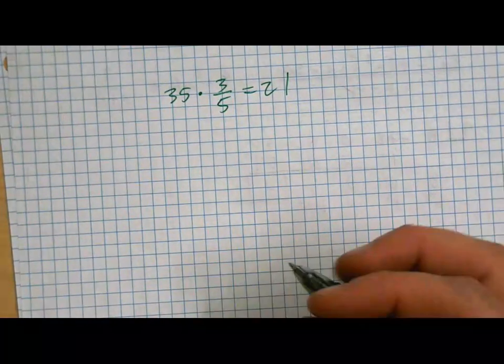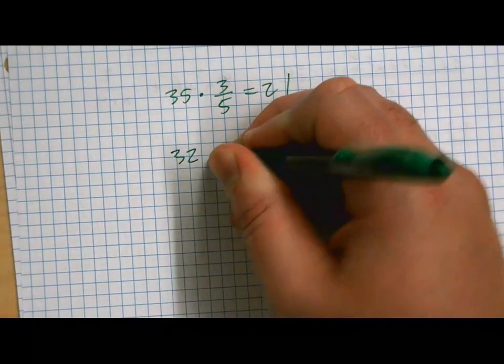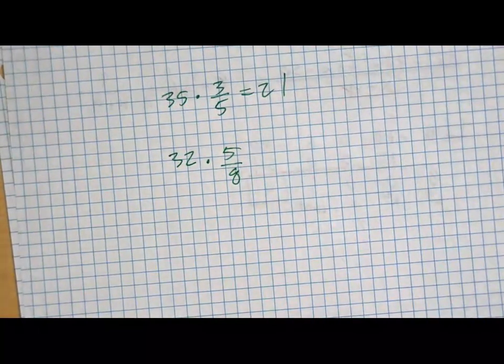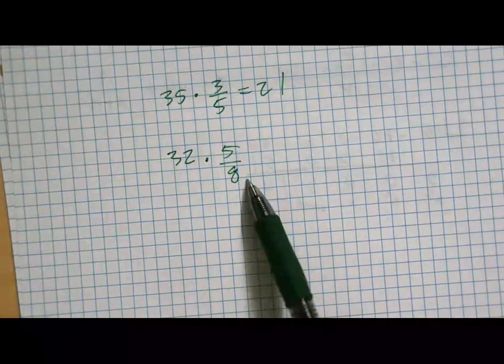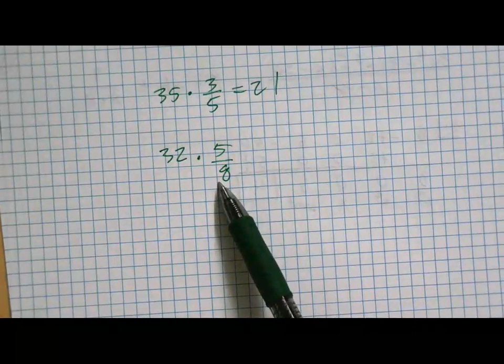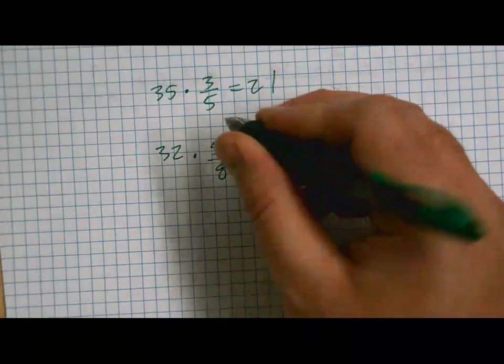Okay, check this one out. What if I asked you to do 32 times 5/8? Do your division first. What's 32 divided by 8? It's 4. And then times 5 is 20. See, that's not too hard, is it?